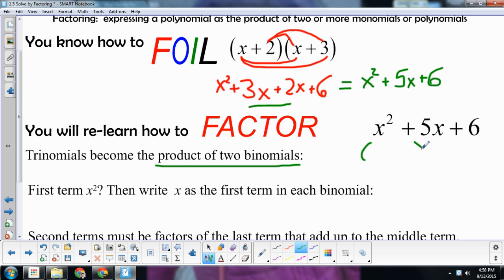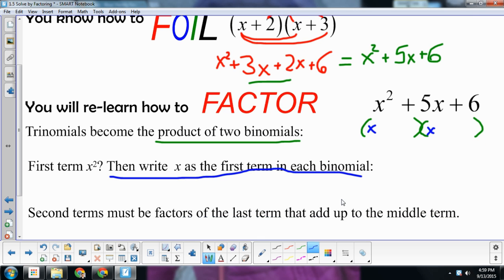Well, I start by writing out a pair of parentheses in which the two binomial factors will go. Now, as I look at this, when I see x squared as the first term in my trinomial, I know there's only a couple of things I can multiply together to get x squared. So I'm going to write x as the first term in each binomial, because I know that when I FOIL them, and factoring is like the inverse or the opposite of FOIL, I would be taking the first terms times each other to come up with this term in the expression. So x times x gives me x squared.